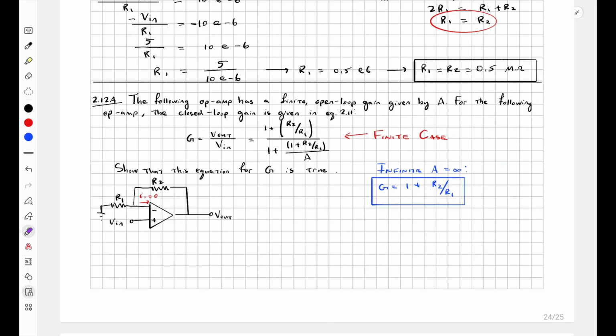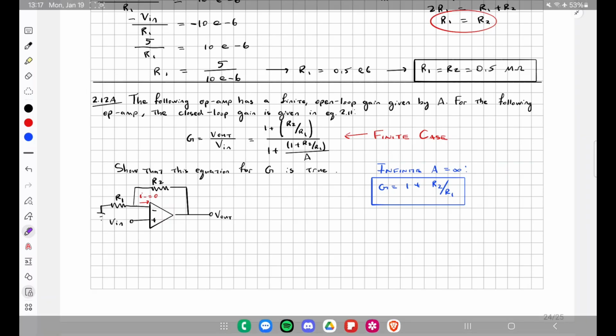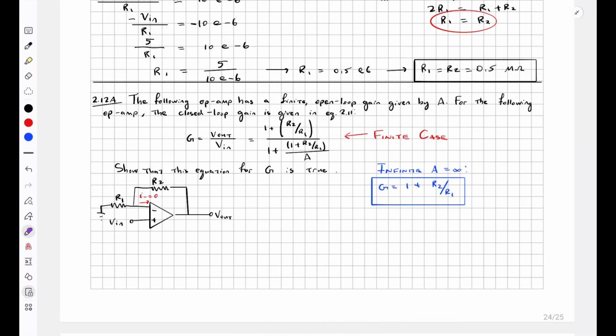A couple of things to point out: previously we knew about the case of an ideal op-amp, where ideally the open loop gain A should be infinity. If you solve this circuit for the ideal case, where the open loop gain is infinity, you will arrive at that equation here. But now we're told that this op-amp is different. It's no longer the ideal case. It has a finite value for A, and we need to solve this circuit here.